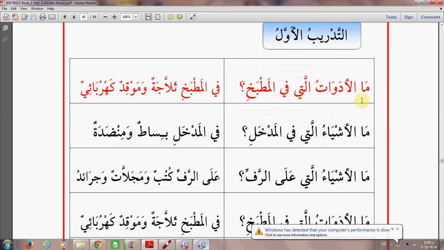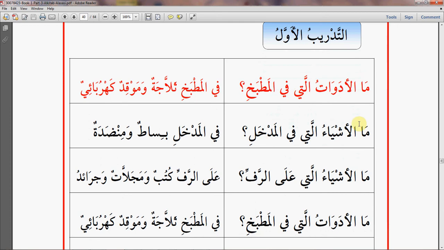So if you said ما الأدوات التي في المطبخ, this is a useful logical sentence. ما الأشياء التي في المدخل, this is not the correct one, but it's still a useful sentence. You can use it as well on a different occasion. So how to translate this? ما الأدوات التي في المطبخ?